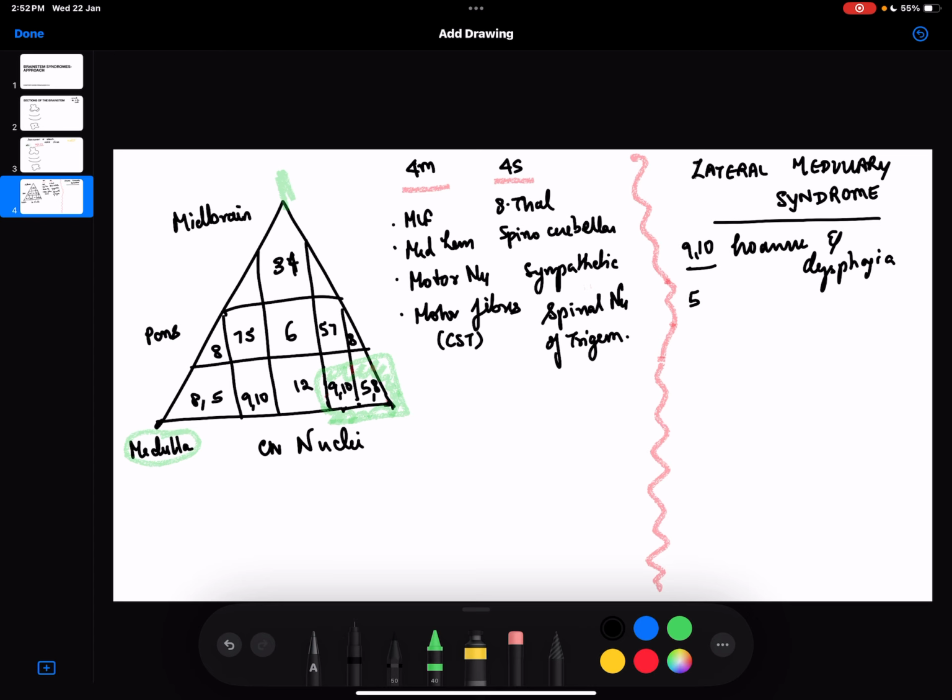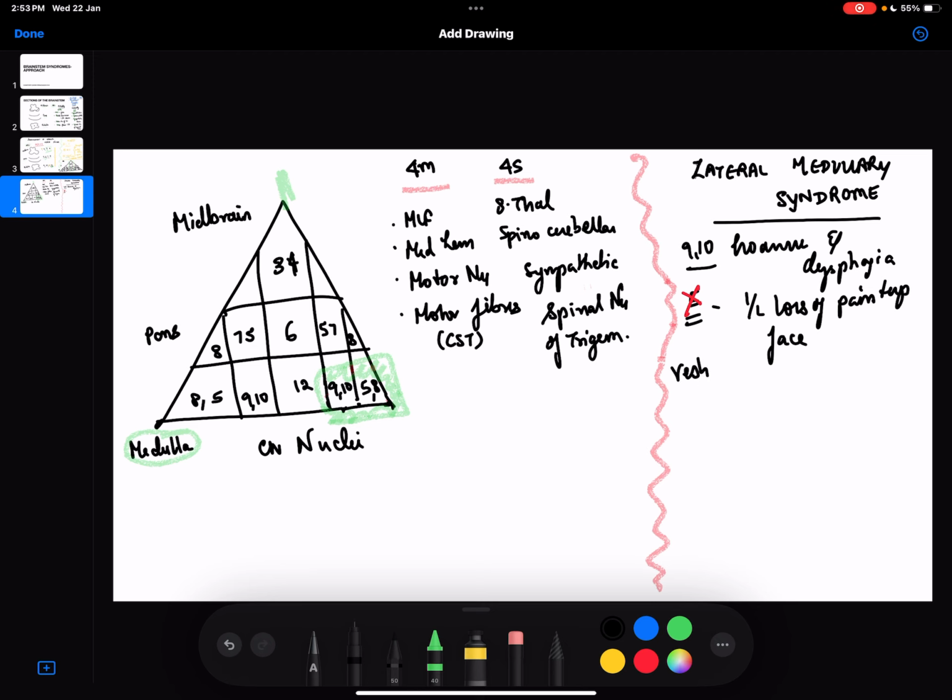Cranial nerve 5, is it the motor or the sensory? No, it is the spinal nucleus of the trigeminal nerve. The spinal nucleus of the trigeminal nerve is responsible for pain and temperature sensations from the face. So if the spinal nucleus of the trigeminal nerve is lost or affected, what we get is ipsilateral loss of pain and temperature sensations from the face. Easy.